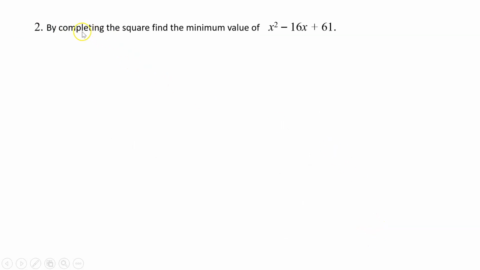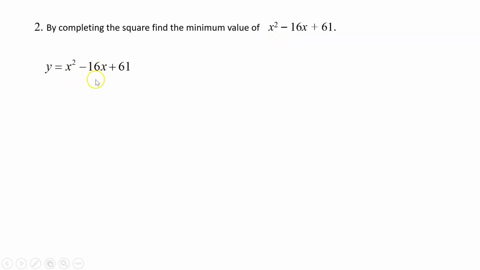Another question. Complete the square to find the minimum value of x squared minus 16x plus 61. Now, if you think of an x squared graph, it's like a U, which points down, and so we can find the minimum value. But we're going to use completing the square to find this.